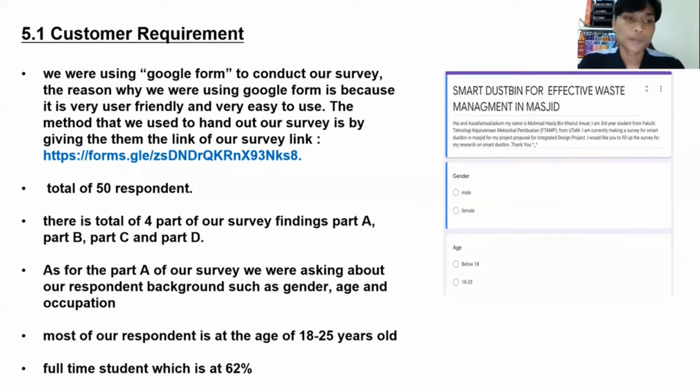For the 5.1 customer requirement, we used a Google Form to conduct our survey. The reason we used a Google Form is that it is very user-friendly and very easy to use. We handed out our link through WhatsApp. There was a total of 50 respondents.